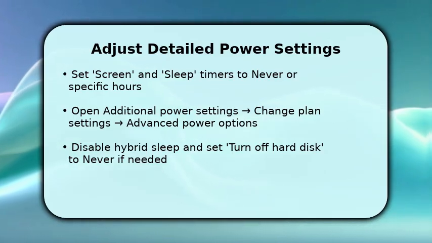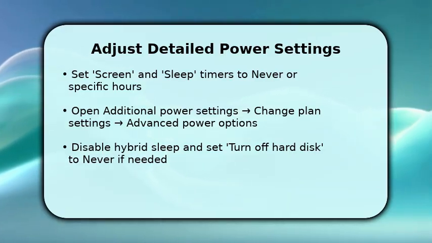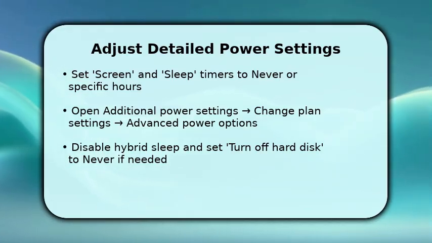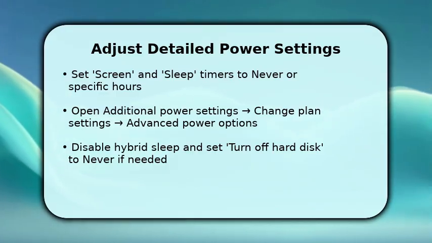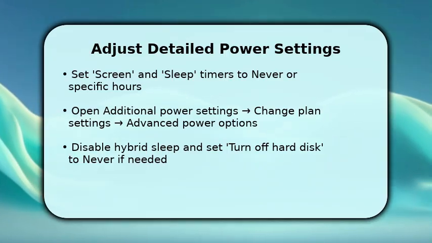Next, open additional power settings, choose change plan settings, then advanced power options to adjust deeper items. Disable hybrid sleep and set turn off hard disk to never if you want continuous operation. Make sure wake timers are enabled if you need scheduled wake events. Once done, apply and move to device and lid behavior adjustments in the final slide.